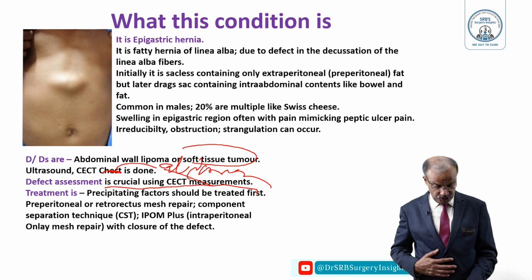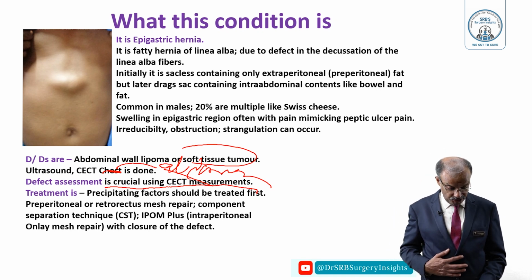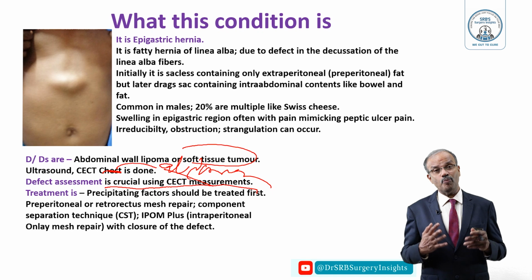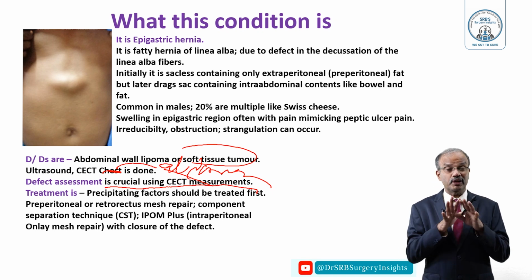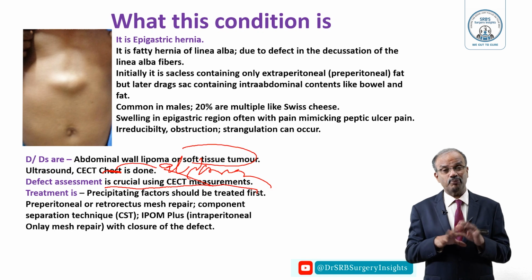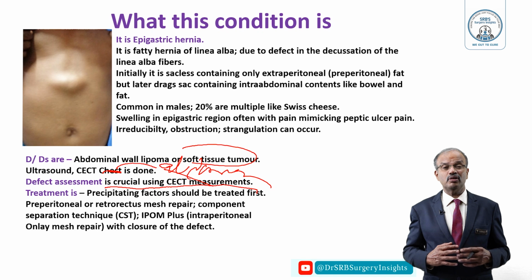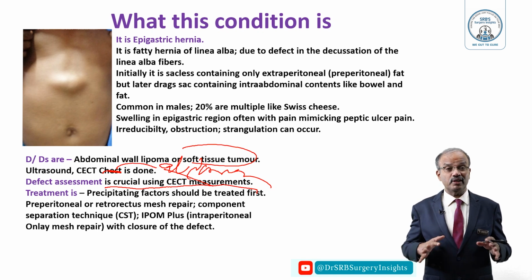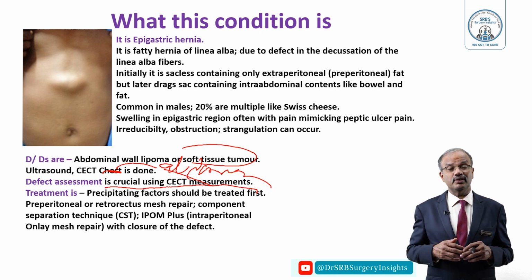Treatment: specific factors should be treated first. Options are preperitoneal or retrorectus mesh repair, component separation technique, and IPOM plus, intraperitoneal onlay mesh repair with closure of the defect. IPOM plus is a standard one. Component separation is for a large one, not in this. Or open mesh repair also, usually preperitoneal or retrorectus mesh repair. Onlay mesh repair, per se onlay in front of the defect, is not a standard technique because recurrence is very high. Preperitoneal or retrorectus mesh deep to the defect orifice is the standard one.